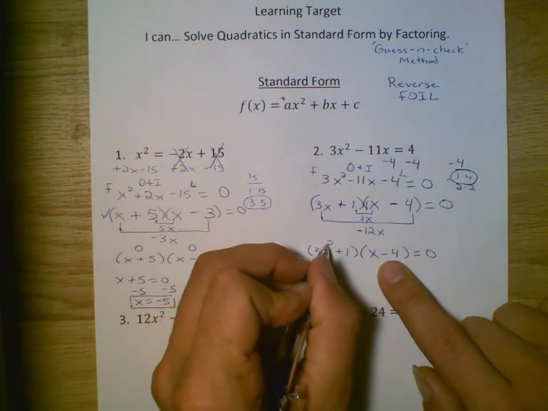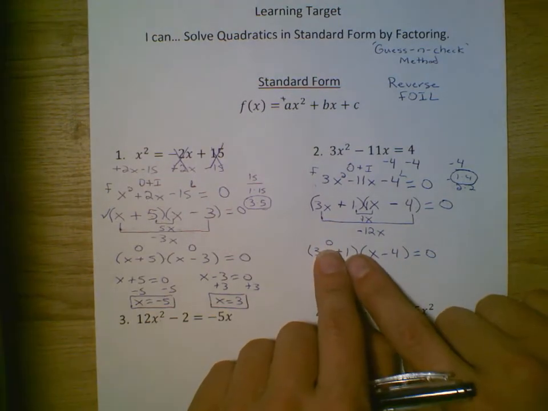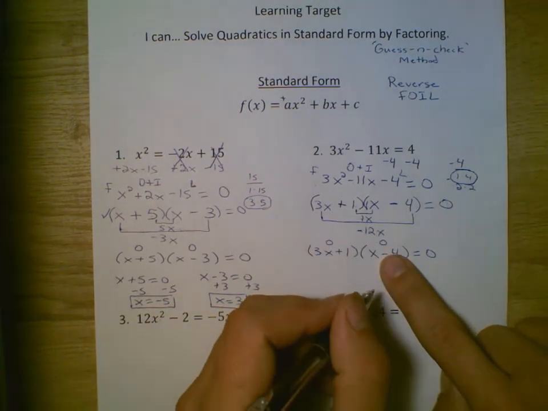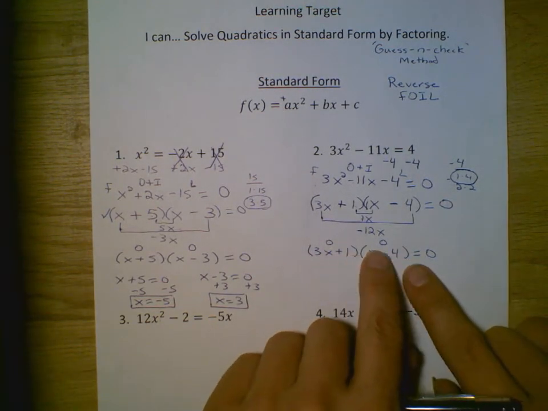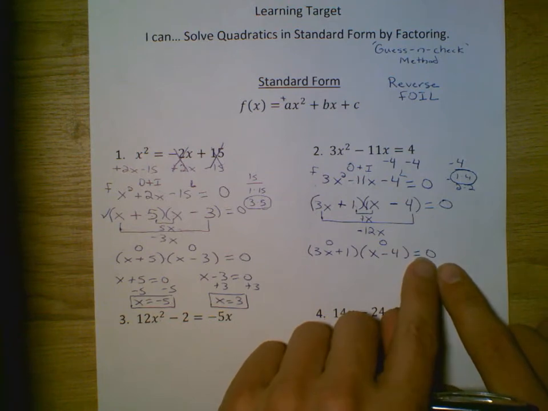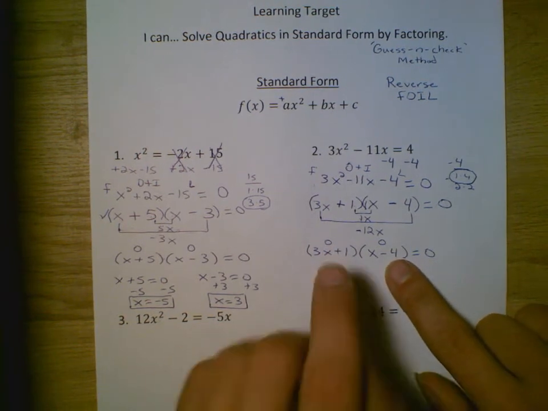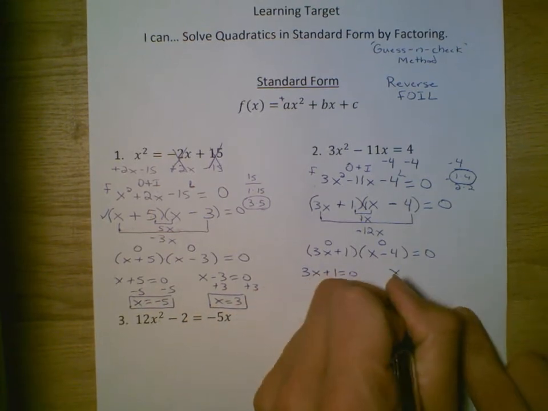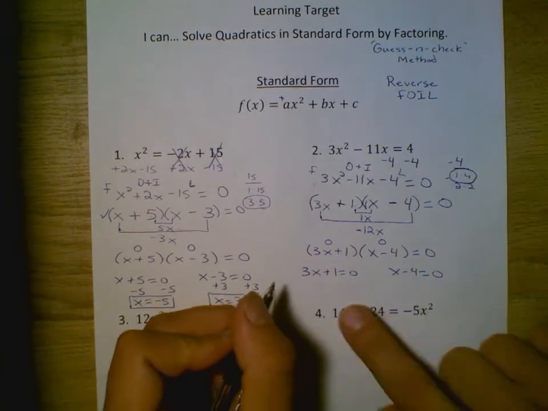Either the first guy equals 0, in which case 0 times x minus 4 is 0, or the second guy equals 0, in which case 3x plus 1 times 0 would be 0. So because one of these has to be equal to 0, to solve it, I can set them both equal to 0 and just solve each of them separately.